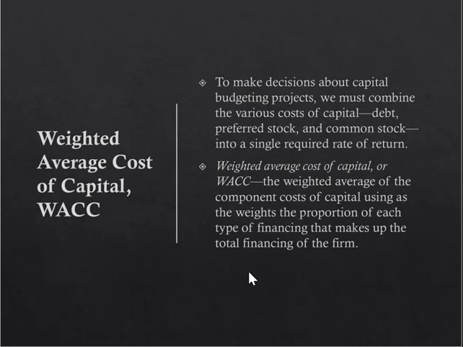The weighted average cost of capital is how we start to analyze this. Essentially, we combine the various costs of capital, debt, preferred stock, and common stock, into a single required rate of return based upon their weighting within the capital stack. We use each proportion, add up the weighted average, and come up with a weighted average cost of capital for the firm.